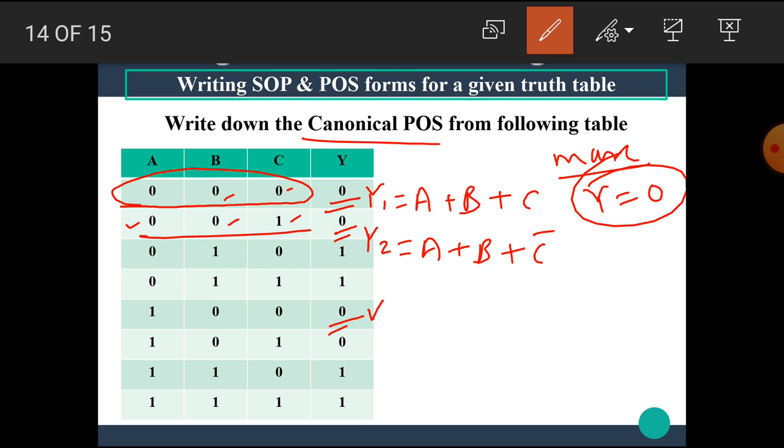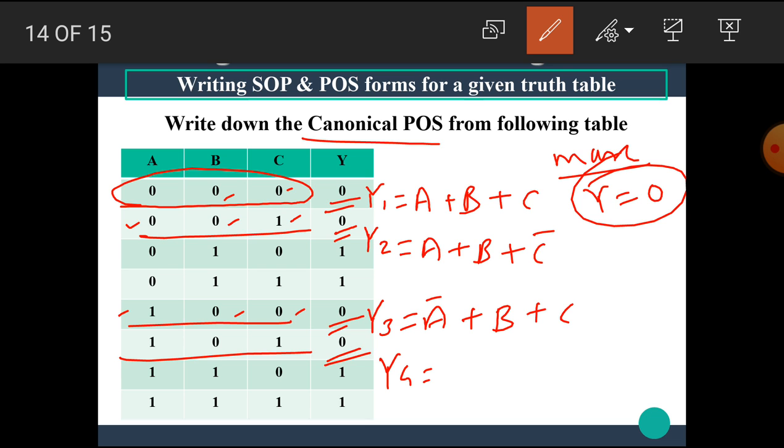Here also we can write the max term y3. For this combination a is equal to 1, hence we write here a bar, plus b equal to 0, hence we write here b. C is equal to 0, hence we write here c. For this combination, that means we can write y4 such that a is equal to 1, that means a bar, plus b equal to 0, that means b, plus c is equal to 1, that means c bar.